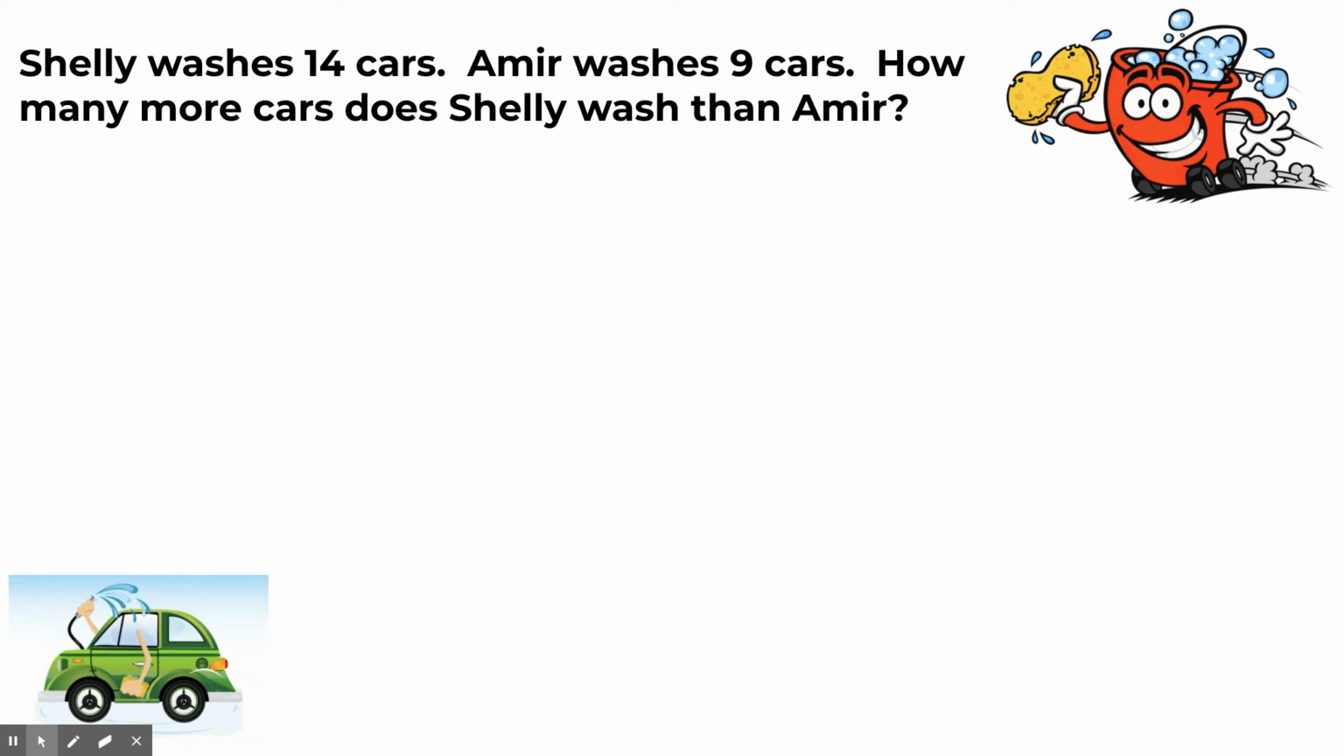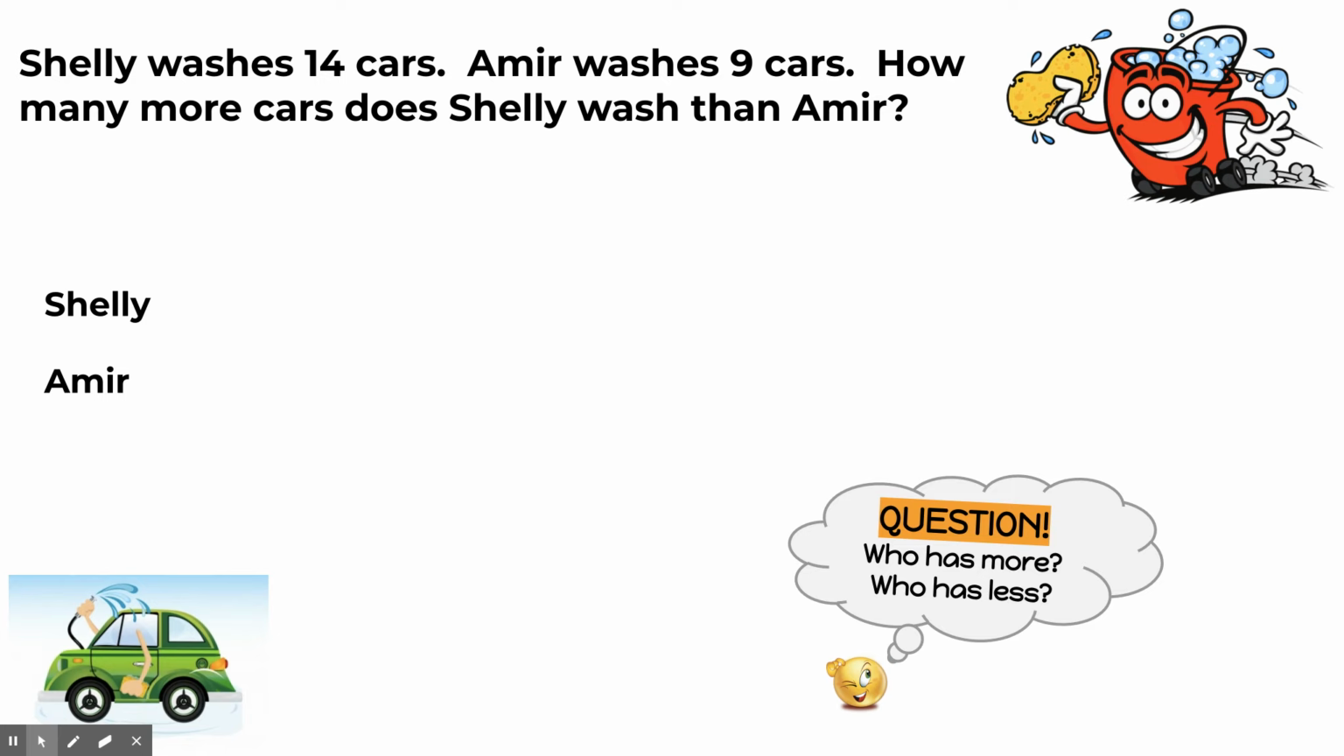In this case, I know I'm comparing Shelley and Amir. So I'm going to write them right here, and I'm going to build my model out here, but I have to write their names. Next thing I'm going to do is ask myself, who has more or who has less? Well, I know that Shelley has more and Amir has less because this problem tells me how much Shelley has and how much Amir has. That means I know the numbers that go in my rectangles.